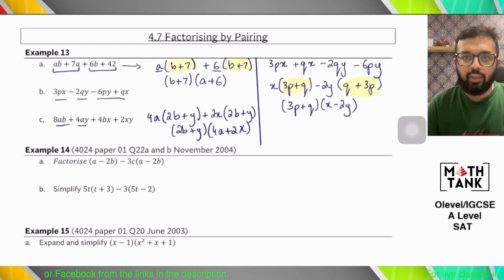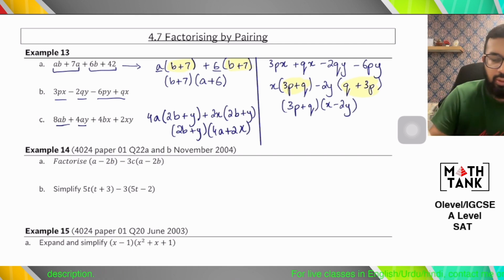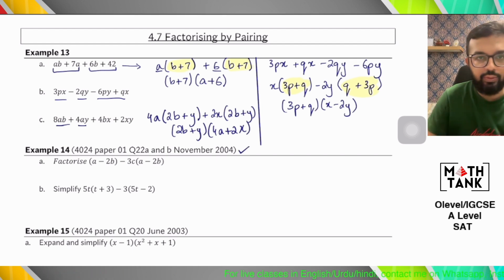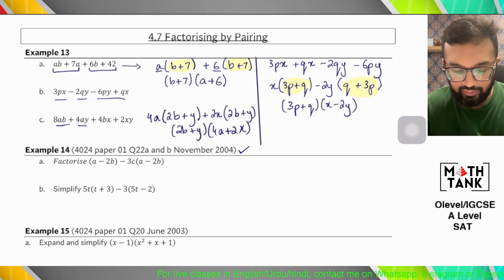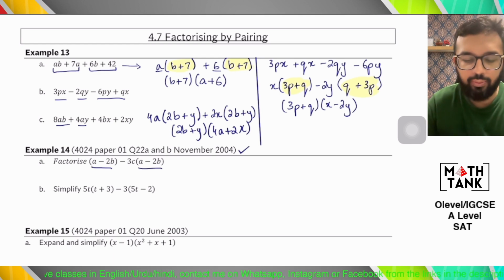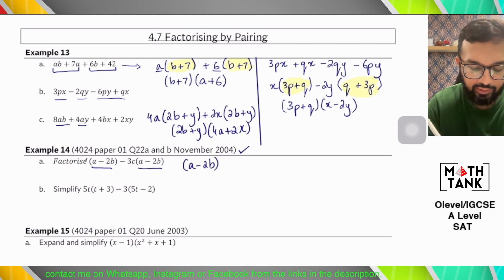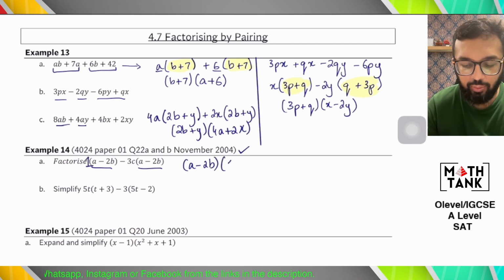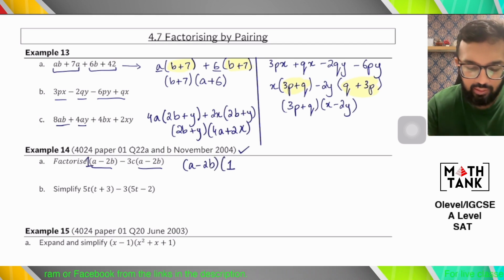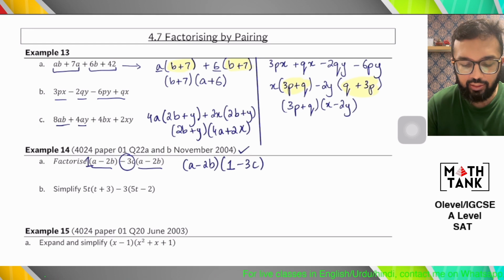Okay, this question also comes up on your questions as well. This is the 4024 paper 01, so this is a paper 1 question. You see this bracket is now common. So what you can do is pull the bracket out common. What are you left with? There's nothing here, so there's 1. The 1 is left from the first term. And what is there from the second term? Minus 3c. That is how you would factorize this completely.